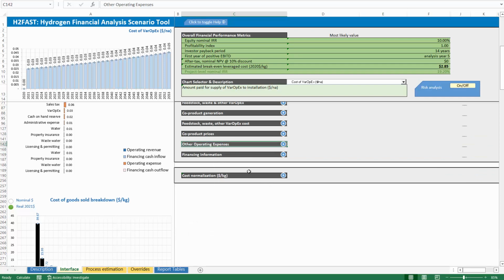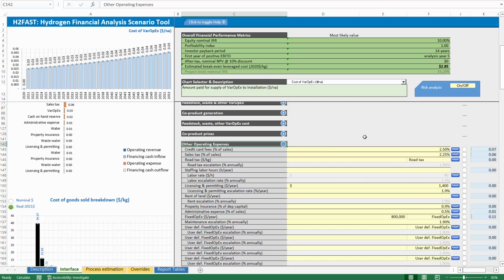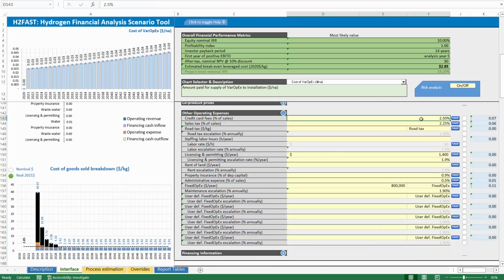The next section is other operating expenses. Since the default example happened to be a retail level operation, it accounts for things like credit card fees, central electrolyzer. Credit card fees, it's probably not going to be an end retail operation, so sales taxes and credit card fees are likely not going to be relevant. There's not going to be a road tax. If you're selling a fuel, you might want to consider road tax, for example. There's an entry for that.